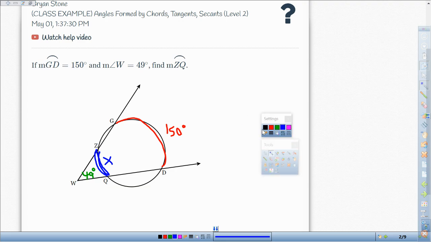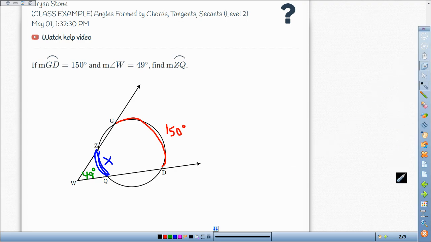The other thing I want to say, there are some problems that instead of asking you for an arc, some of them will just ask you to find the angle. Those will be a lot more straightforward. You'll get the two values of the two arcs. So I'm doing some of the more difficult ones.